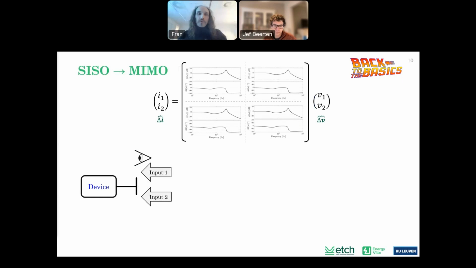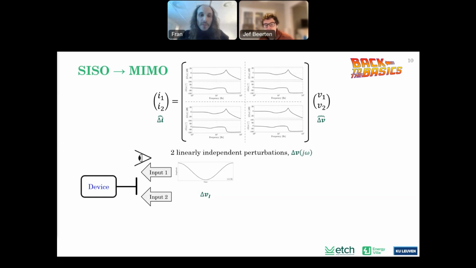So now let's go from single input, single output to multi-input, multi-output. Instead of having one input and one output, we can have several. In this example, for instance, we have two. So we have a 2x2 matrix that relates these quantities. And now the device has two inputs. So how do we perturb it to obtain this transfer matrix? Well, from an algebra perspective, we need two linearly independent perturbations to obtain this transfer matrix at every frequency.